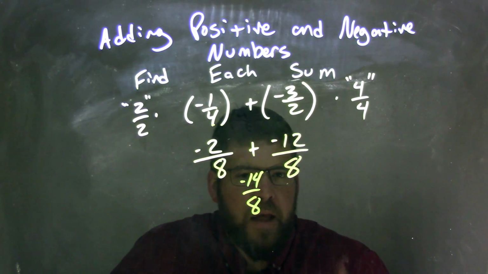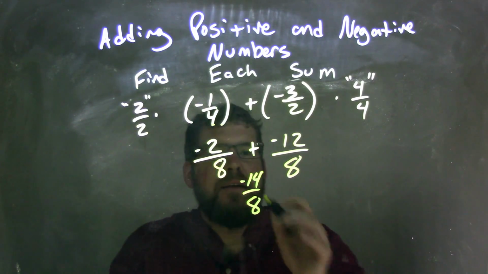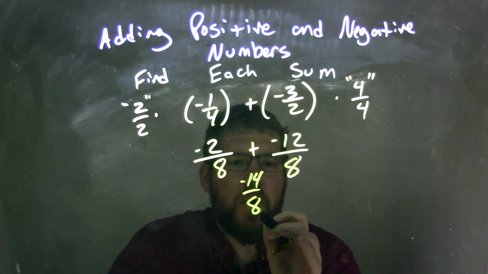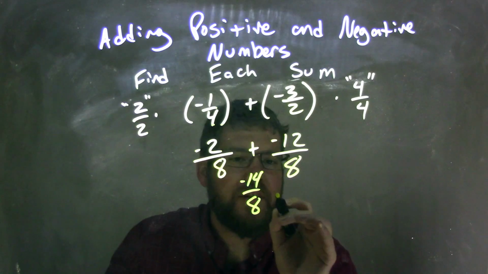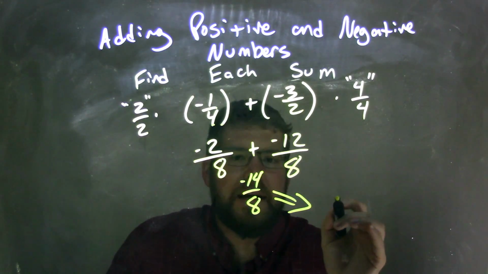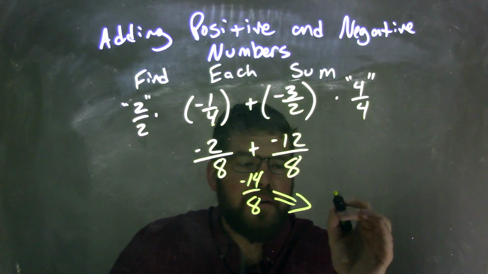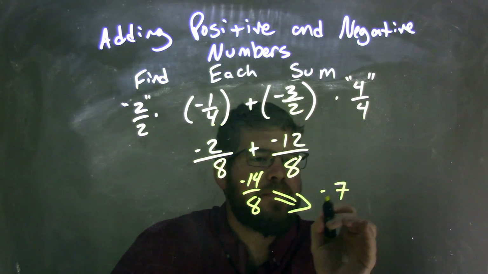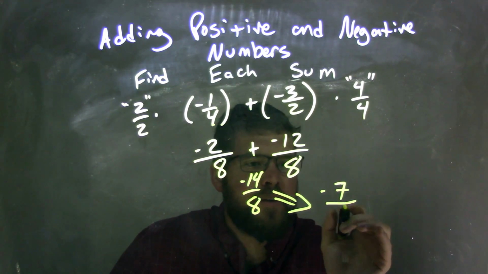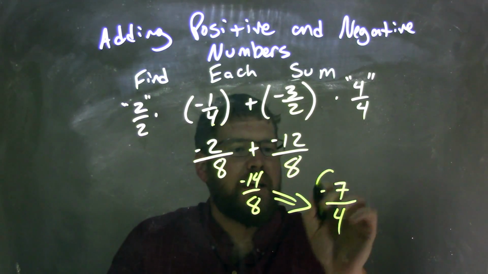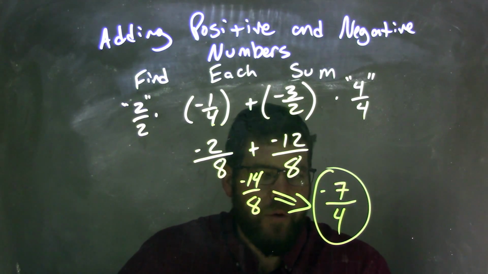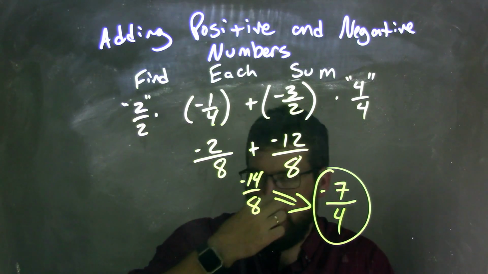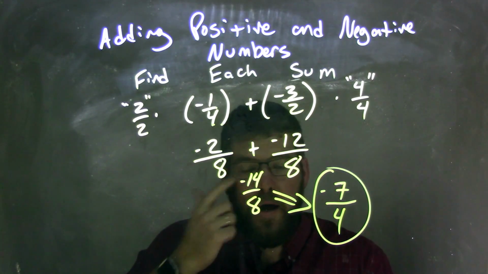But I'm not done, because that fraction can be simplified. -14 and 8 both are divisible by 2. And so -14 divided by 2 is -7, and 8 divided by 2 is 4. And so my final answer here is -7/4. Make sure if your final fraction can be simplified anymore, do so.